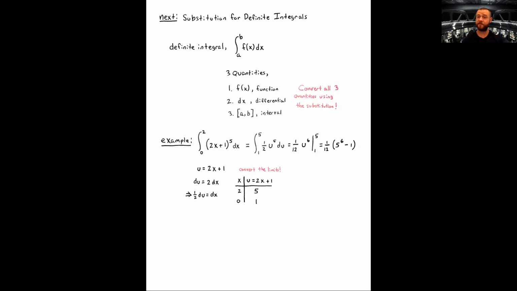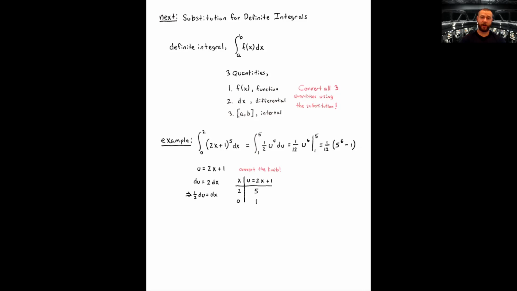This is the benefit of converting the limits. We don't have to back substitute u in terms of x. We can just keep going forwards and use the new u limits. And if you plug in u is 5 and subtract, when you plug in u as 1, you get this rather large number. It's actually simpler, in my opinion, to leave this as 1/12 times 5 to the 6 minus 1. It's a pretty large number. This is a little more aesthetically pleasing, in my opinion.